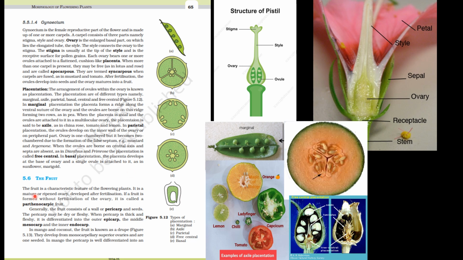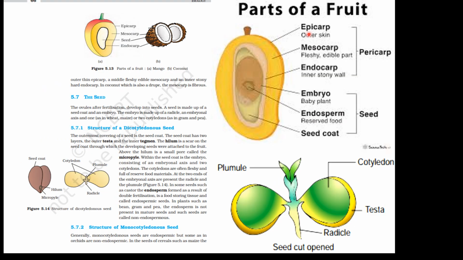Now fruit. Fruit is a characteristic feature of a flowering plant. It is a mature ripened ovary. The ovary will be converted into the fruit, and the ovules will be converted into the seeds. The fruit has a pericarp. The outer portion is the epicarp, the middle portion is the mesocarp, and the inner portion is the endocarp.